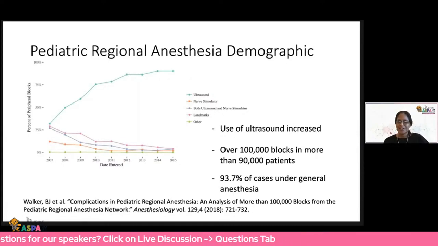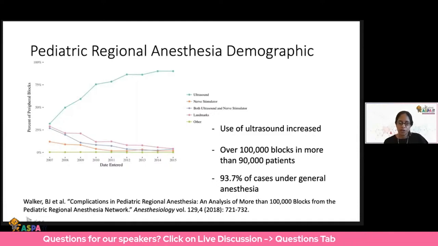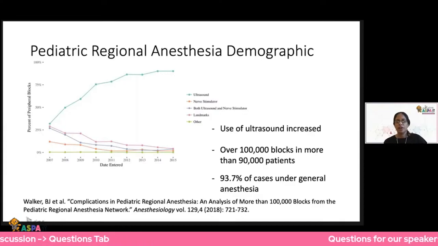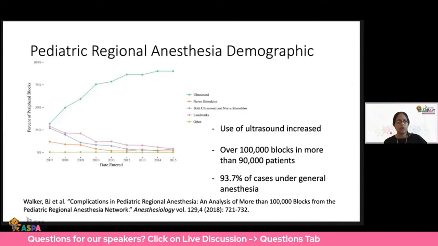This study looks at the Pediatric Regional Anesthesia Network and contains data from more than 100,000 blocks administered at 20 children's hospitals across the United States. So the PRAN database has over 100,000 blocks documented in it. This study analyzed the risk of major complications associated with regional anesthesia in children.